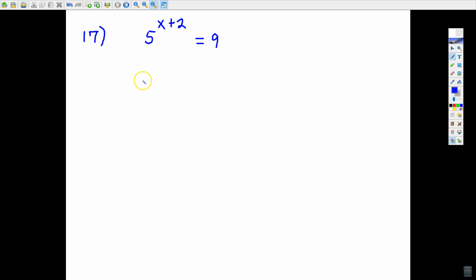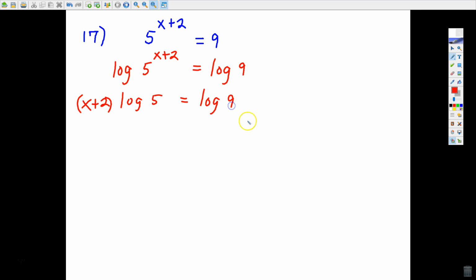All right, so for number 17, I'm going to do log, common log, on both sides of this equation. So this is different than what you may have seen on the previous video. End result will be the same, however. Now using the property of logs that is known as the power property, I'm going to bring this exponent down and let it serve as a factor. I'm going to multiply (x + 2) log 5, and that's going to equal log 9.